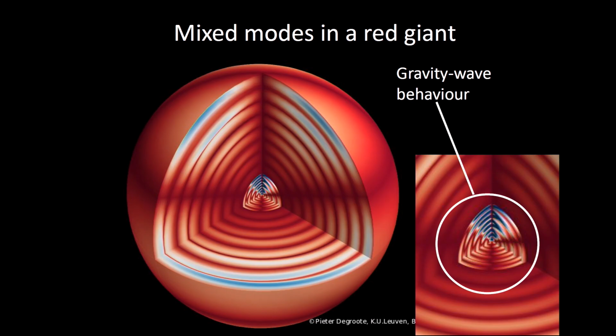And so you can think of that, and this actually is an image made by another student of Connie's, Peter de Groot, that you have waves that look like acoustic waves in the outer parts of the star, and then in this tiny core, not much bigger than the Earth, we have these different kinds of waves that look like internal gravity waves.